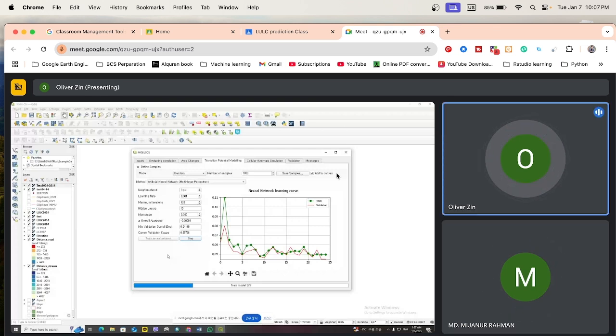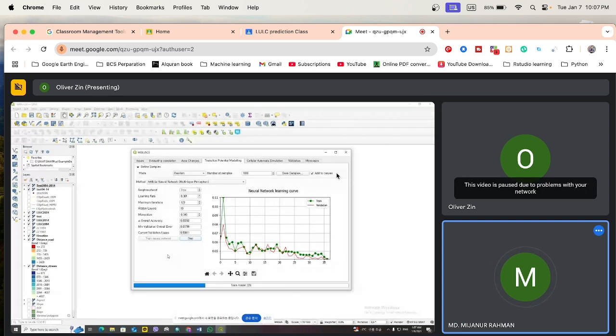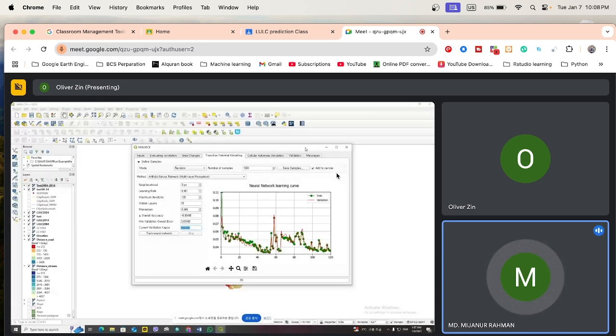So it's done now. Okay, so you find out that the accuracy is 59%. Okay, so in this case, we find out this type of curve.